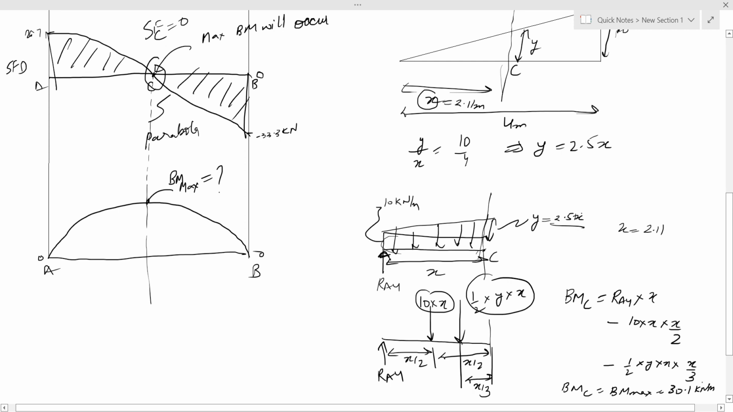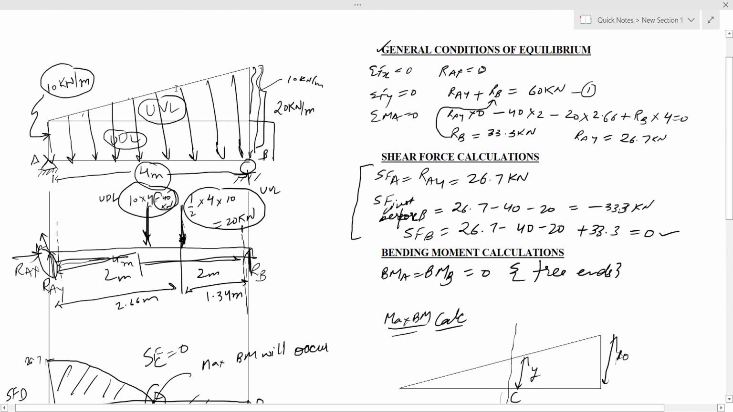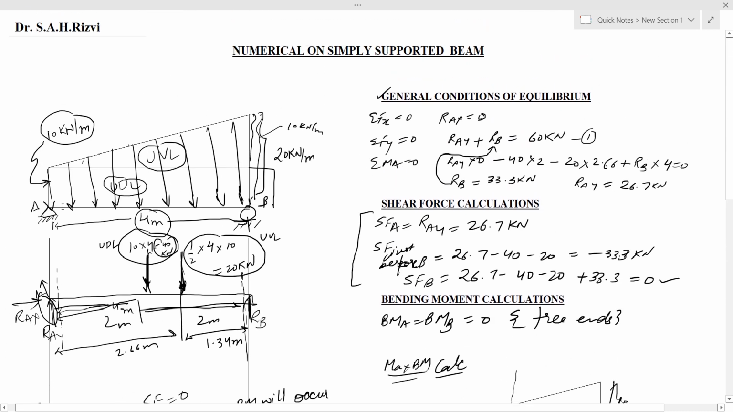We will plot this value on the bending moment diagram. This is the bending moment diagram that we have earlier obtained, and the value of maximum bending moment is 30.1 kilonewton meter. So this is how we will solve these types of questions having both UDL and UVL over the entire length of the beam. Thank you.